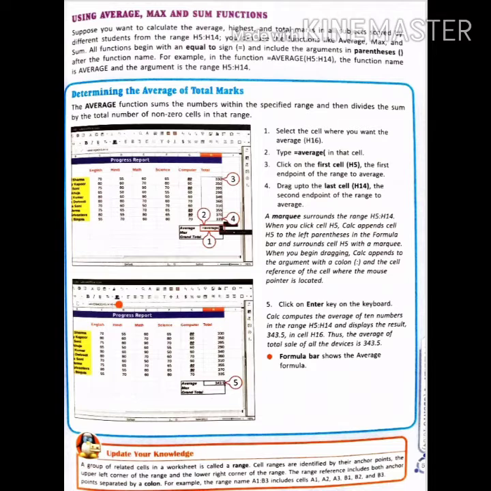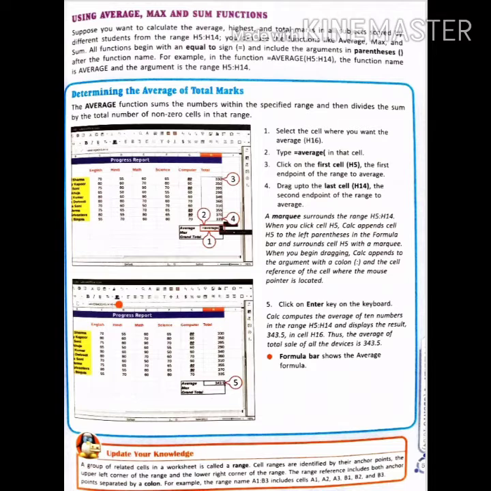Calc computes the average of 10 numbers in the range H5:H14 and displays the result 343.5 in cell H16. Thus, the average total sale of all the devices is 343.5. The formula bar shows the average formula.